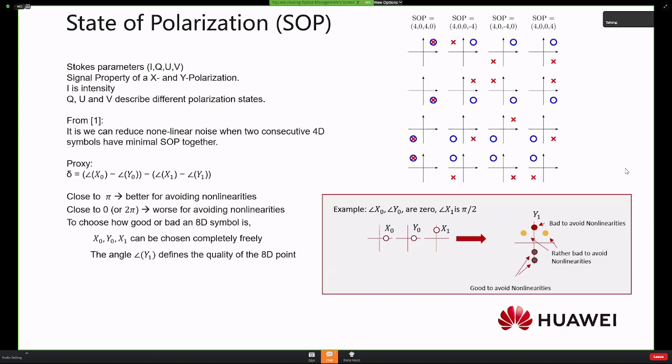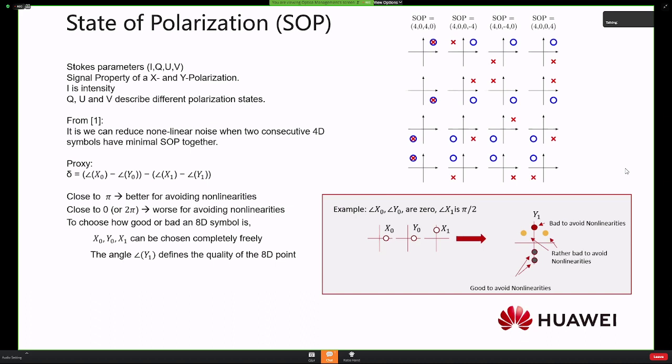So I'm looking at the state of polarization. From physics, I heard that you learn you can talk about Stokes parameters when you're working with light. It's basically the intensity, and then there are 3 parameters that show you how the polarizations work together. And what we see here is the state of polarization for a dual polarized signal point.